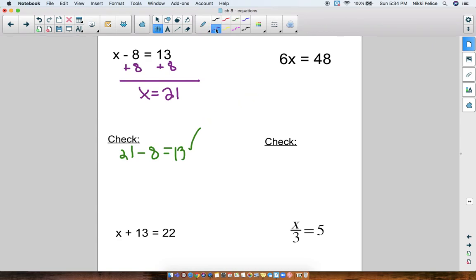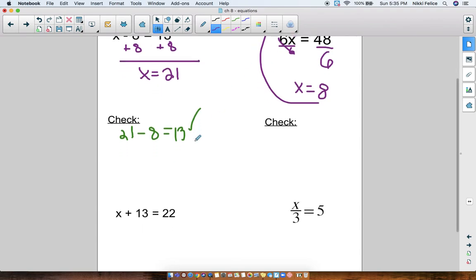Over here I have 6x equals 48. Now remember, 6x, that means 6 times x. So I have to do the inverse and divide by 6. So 48 divided by 6 equals 8. And I know I'm correct because if I go back and check my work, I plug in 8. 6 times 8 equals 48. I'm correct.